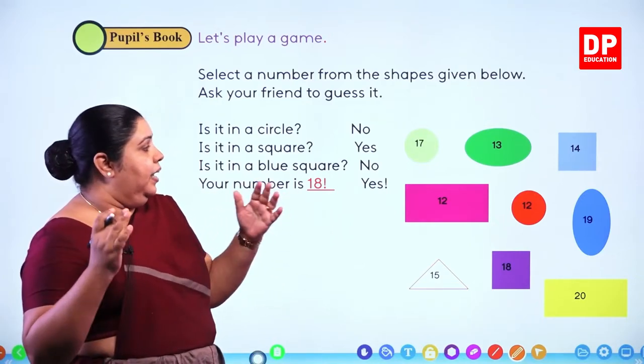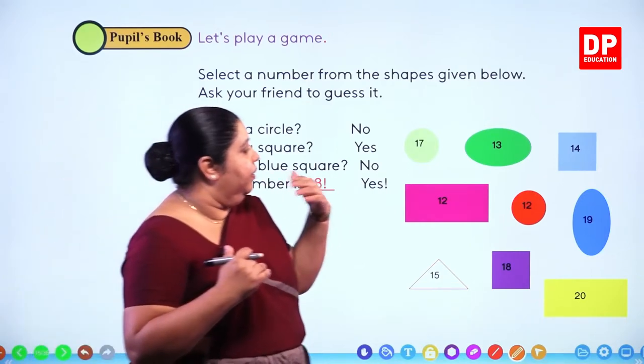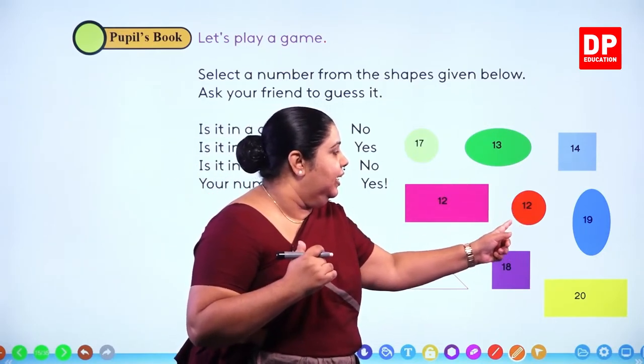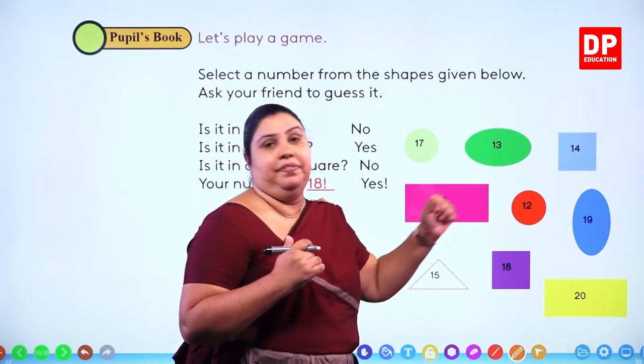Now let's say, because red is my favorite color, I will take the circle which has number 12 in it.